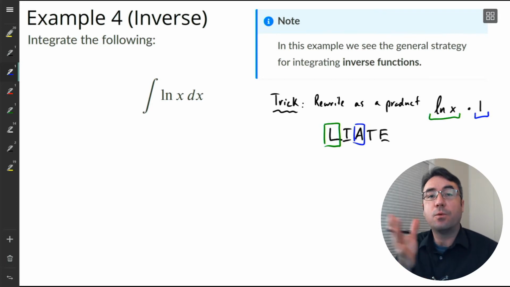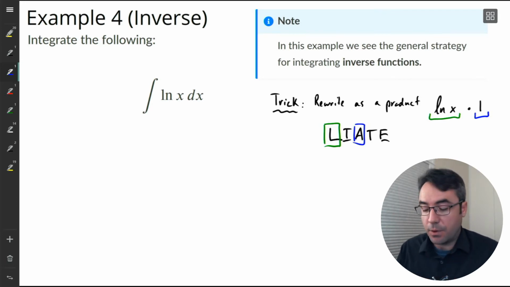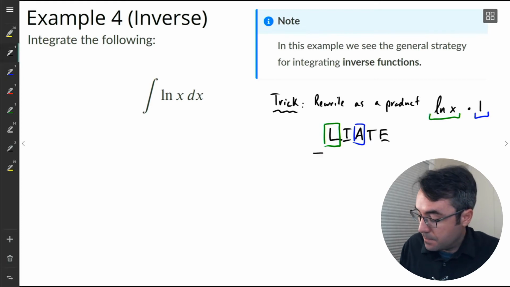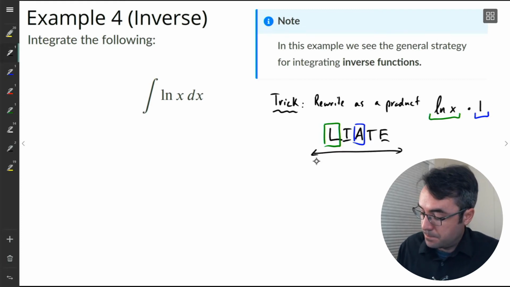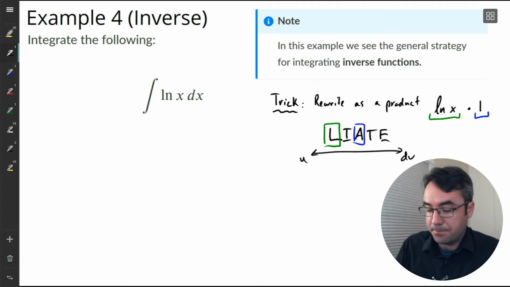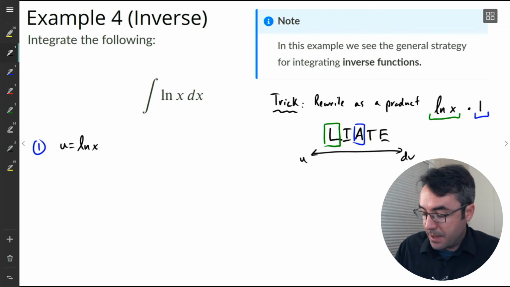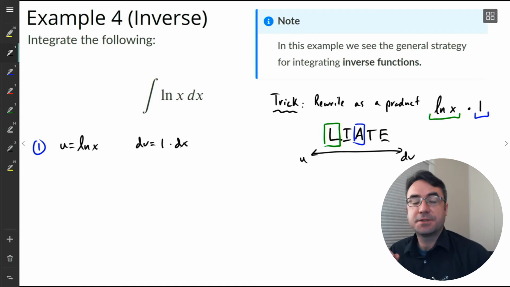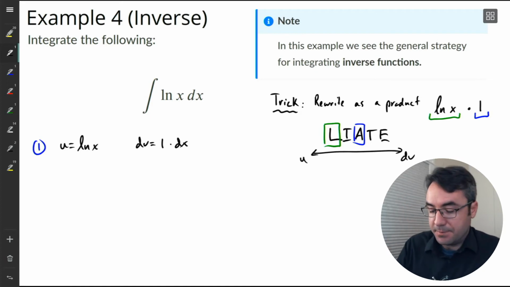And so, again, the one further to the left, that's what we pick for u. And the one further to the right, that's what we pick for dv. So when we set this up, in step 1, we're going to let u equal the natural log of x, and we're going to let dv equal 1 times dx. There we go. Step 2, we're going to calculate the remaining pieces that we need.